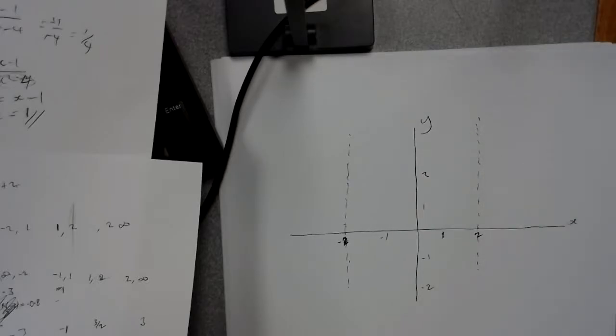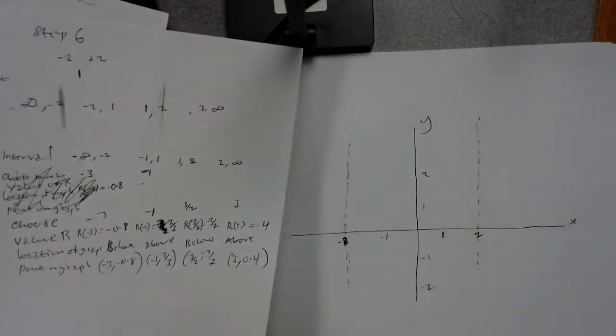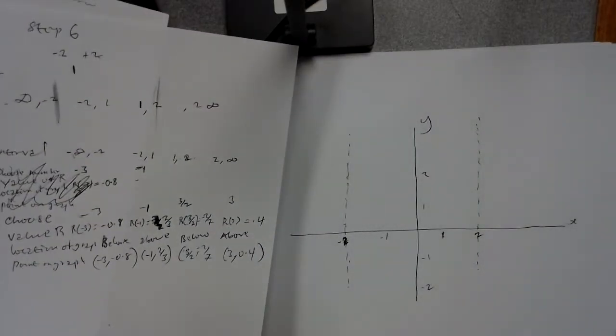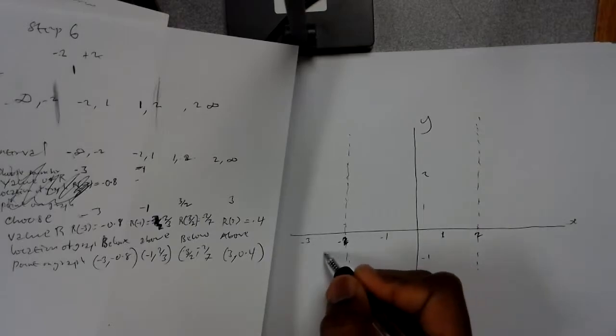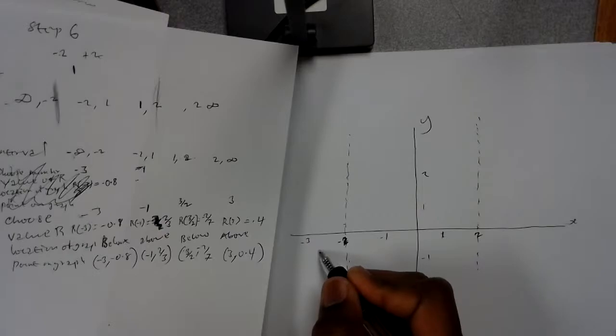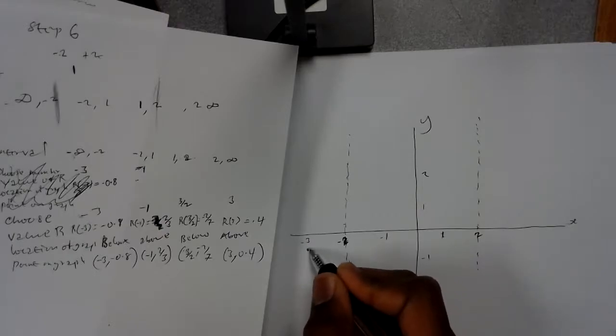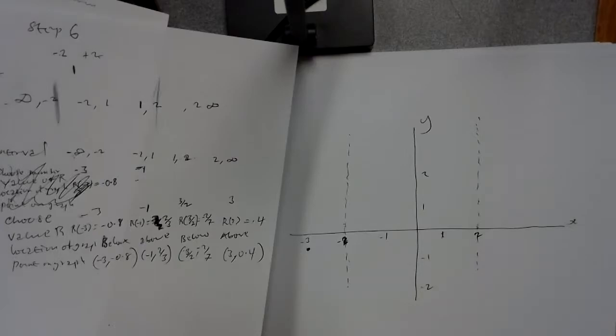Okay, that is our vertical asymptote. So the points we get from the table, I'm going to go ahead and plot those points. Those points are (-3, -0.8). -3 is going to be here, and 0.8 is going to be around here. So that point is going to be right here.